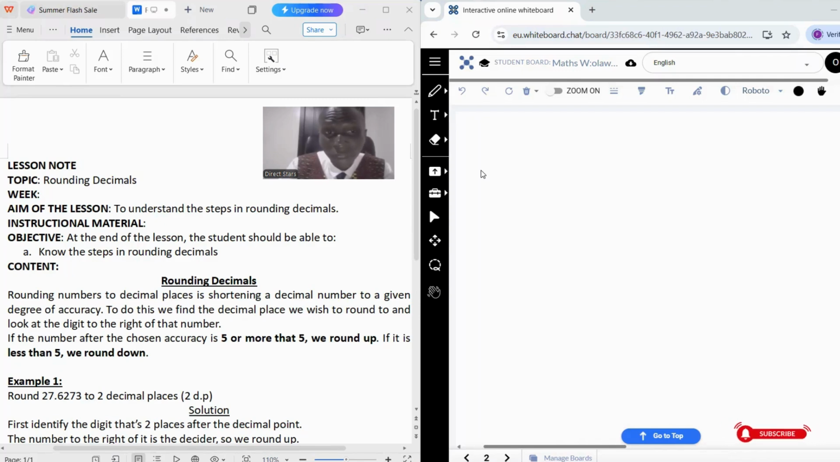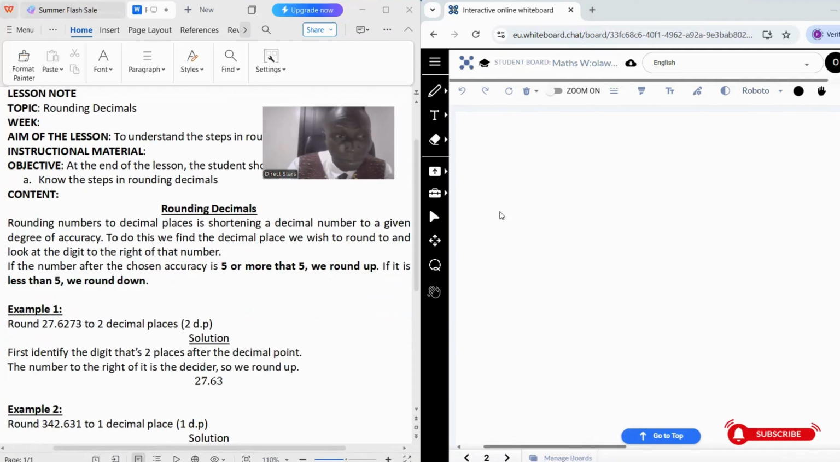Rounding numbers to decimal places is shortening a decimal number to a given degree of accuracy. To do this, we find the decimal place we wish to round to and look at the digit to the right of that number. If the number after the chosen accuracy is 5 or more than 5, we round up. And if it is less than 5, we round down. So we're going to demonstrate this in the 3 examples I'll be looking at in this topic.